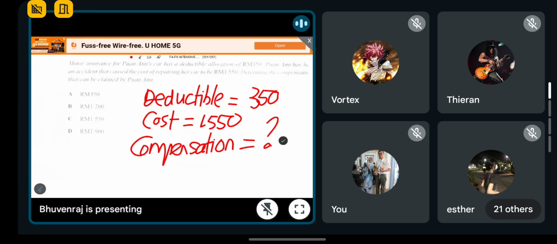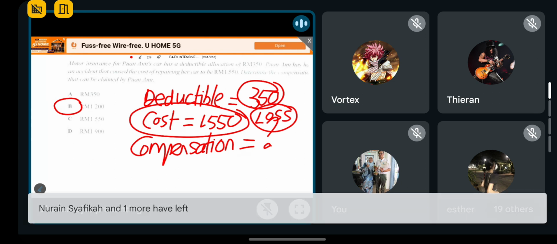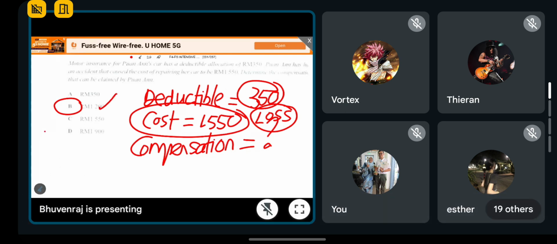Okay, correct. Jawapan adalah B. So how you get B? You just take cost minus deductible. Sebab cost ni basically adalah kerugian kamu. The cost is your loss over here. Okay, so loss is greater than deductible. Nilai kerugian tu lebih besar dari nilai deductible. Jadi kena ambil rugi tolak dengan deductible. Loss minus deductible. So you'll get this answer.